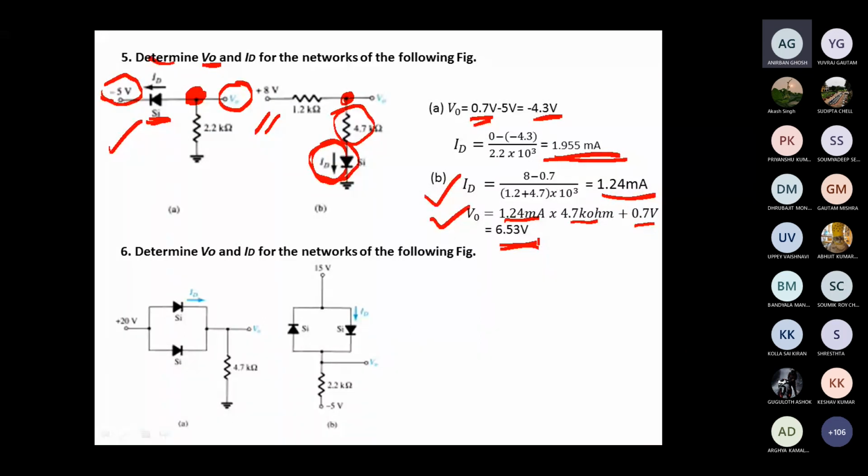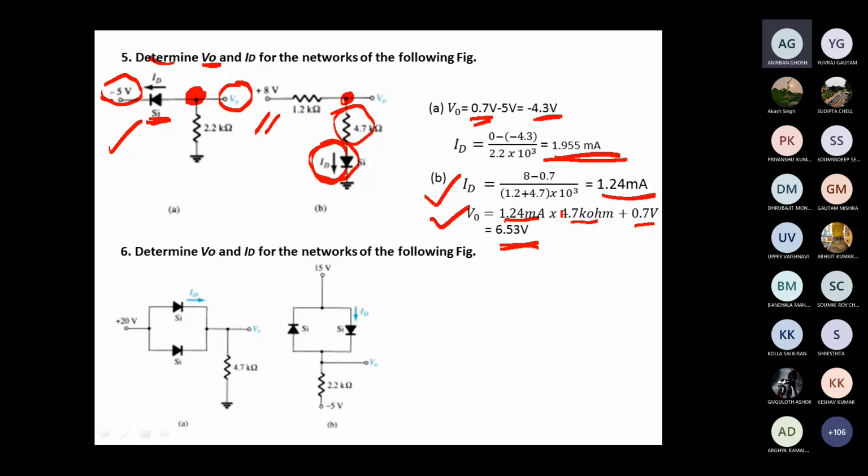Yeah, 8 minus, but sir, it is coming 6.512 in my calculation, not 6.53. It's the same thing. Sir, I considered the 1.2 kilo ohm resistance, then equated the VD. It is coming 6.512. It is coming almost same, just a 0.02 error. Yes, sir, your answer is 6.53, here it is coming 6.512. So that will be okay in the exam.